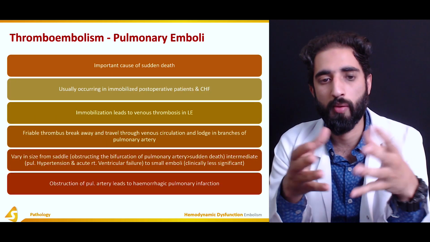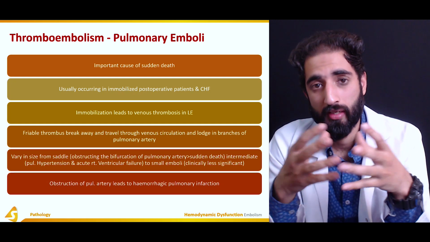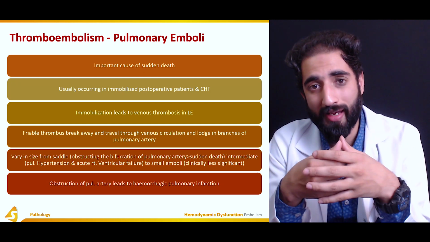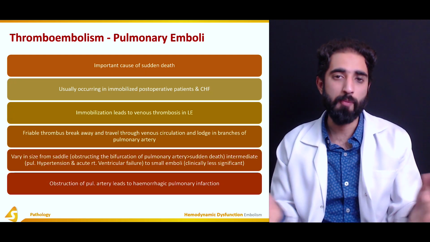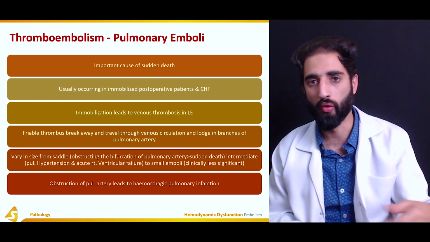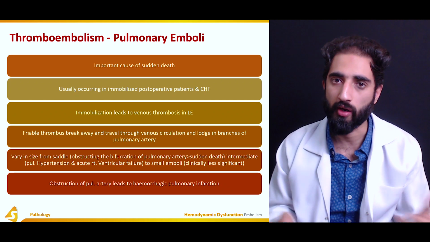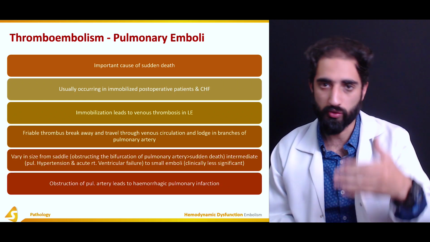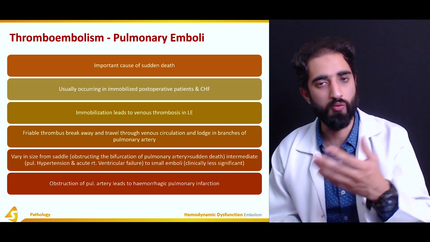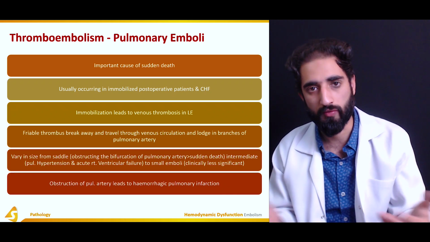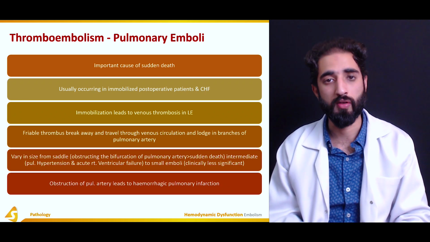So what is thromboembolism? We already discussed. It is the most important type of emboli, and it is a very important cause of sudden death. Why? Because these emboli can go and, for example, occlude a coronary artery, resulting in heart attack or myocardial infarction. Similarly, it can go to the brain and occlude a cerebral artery and result in the death of the brain and thus death of the person. So that's why they can be a cause of sudden death.